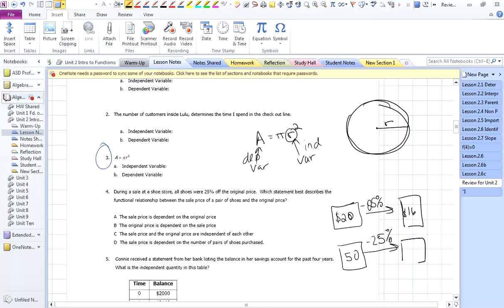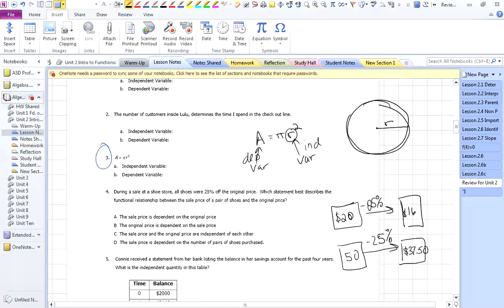It's not a trick question. You can use your calculator. Isn't it 46? No, I don't think it is. 20% would be $10. 25% of 50 would be 12.5. So it'd be 37.50. Okay, so the new price is $37.50, right?